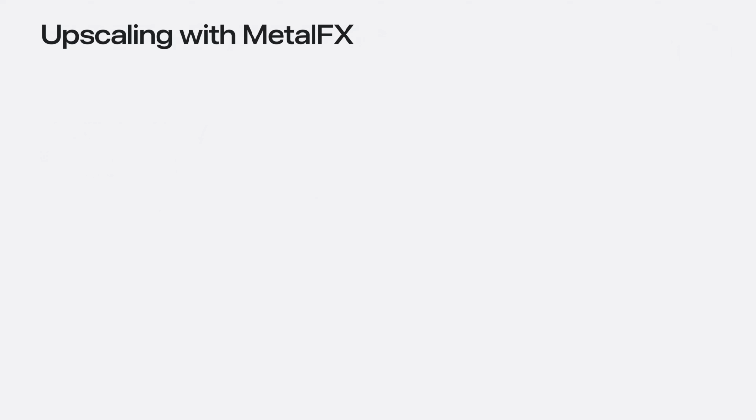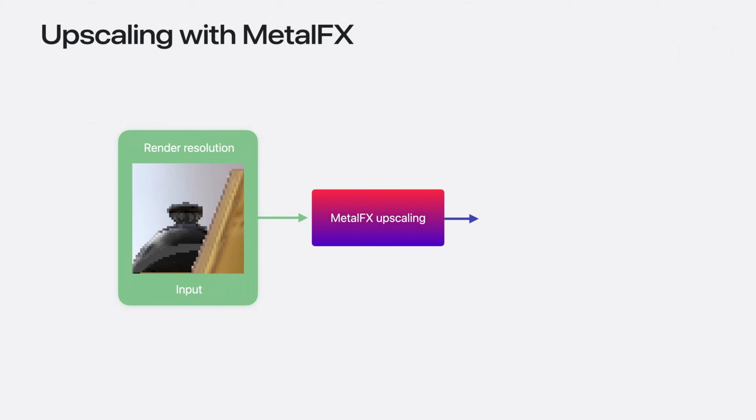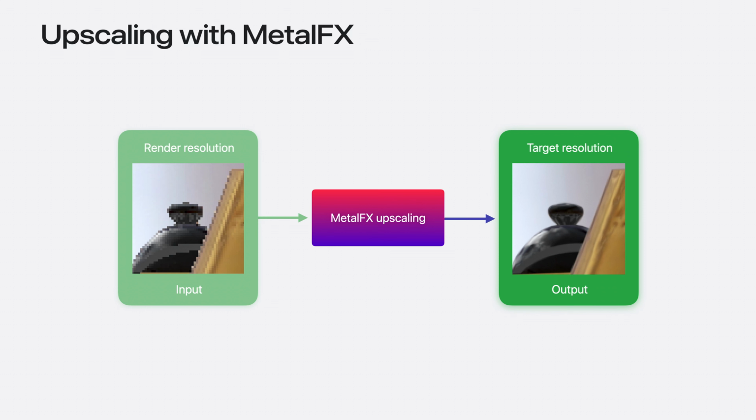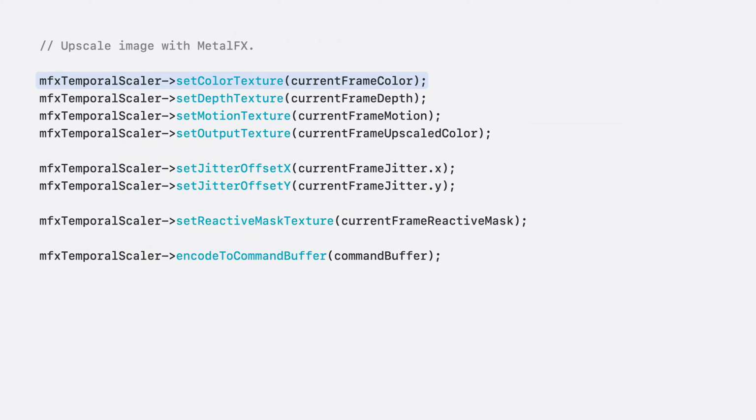Once your renderer produces beautiful images, you can use Metal Effects to significantly improve the performance of your game. Metal Effects works by scaling a lower resolution image up to the target output resolution in less time than it takes to render at the output resolution directly. Using Metal Effects is easy. In your render loop, after you create your temporal scaler object, you only need to specify your textures for color, depth, motion, and upscaled output.